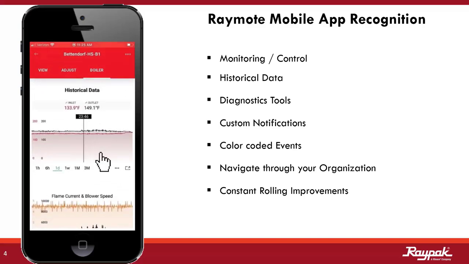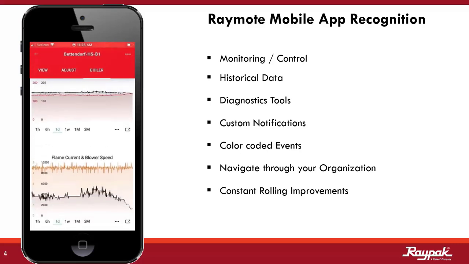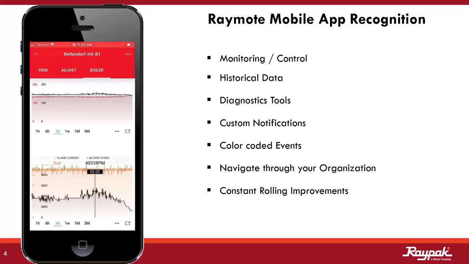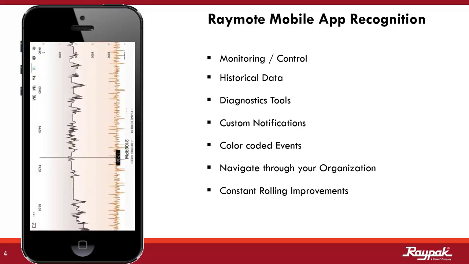You can scroll back and forth on the timeline of specific variables like blower speed, flame current, inlet temperature, outlet temperature. And right there, you can go back up to 3 months of historical data to analyze specific events.